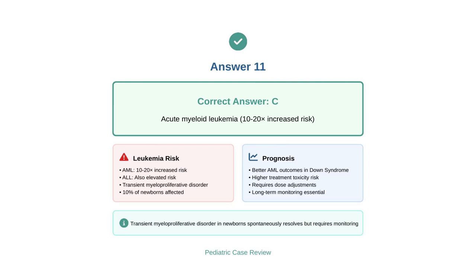Down syndrome patients have a 10 to 20-fold increased risk for acute myeloid leukemia and also elevated risk for acute lymphoblastic leukemia. 10% of newborns develop transient myeloproliferative disorder, which spontaneously resolves but requires monitoring. Interestingly, children with Down syndrome and acute myeloid leukemia have better treatment outcomes than the general population.